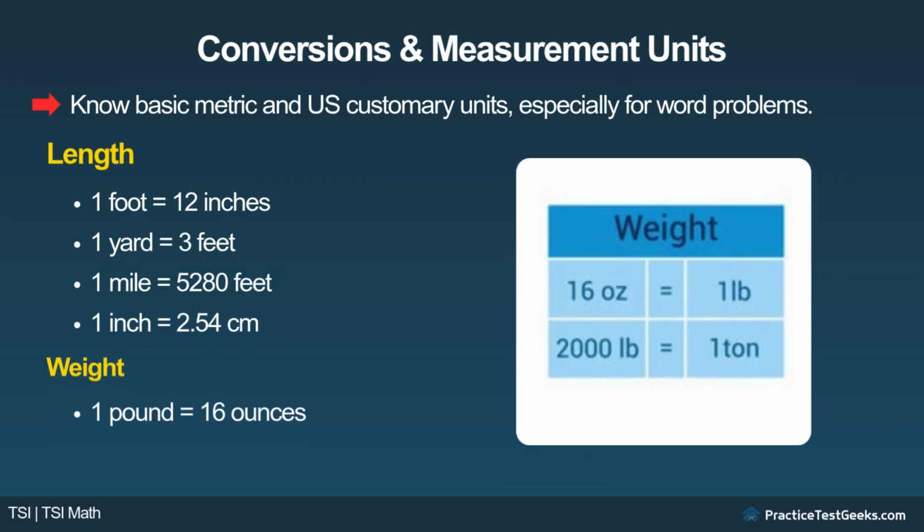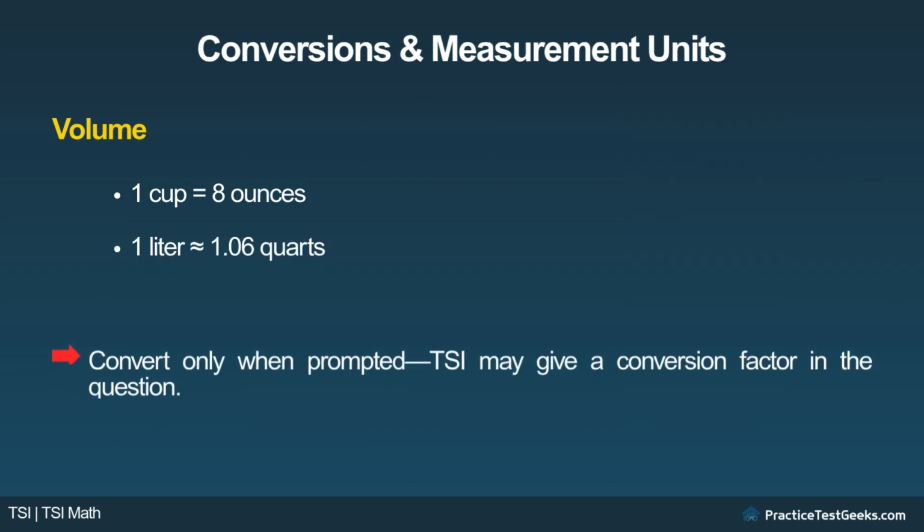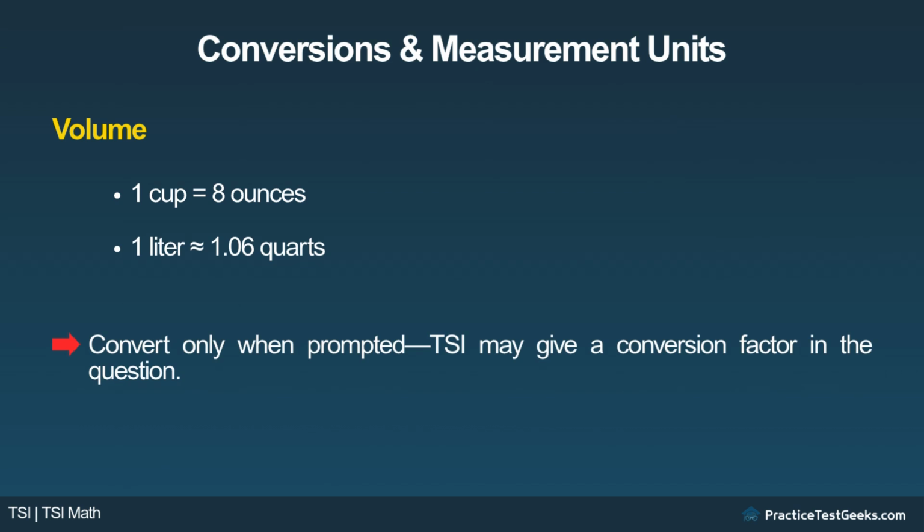Weight: 1 pound equals 16 ounces. 1 kilogram is approximately 2.2 pounds. Volume: 1 cup equals 8 ounces. 1 liter is approximately 1.06 quarts. Convert only when prompted; the TSI may give a conversion factor in the question.